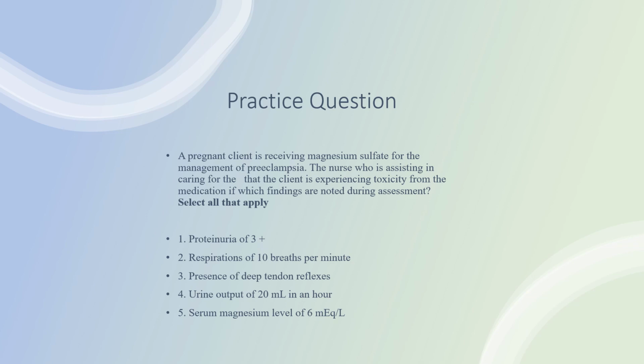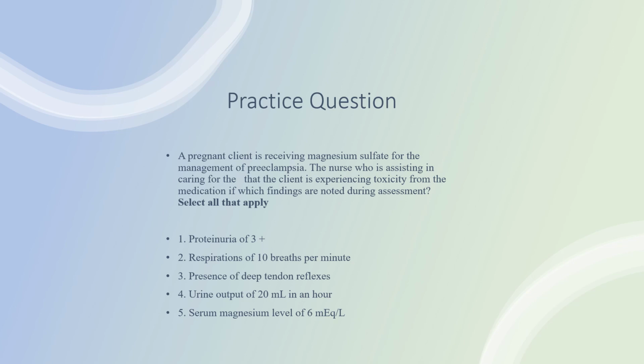So the answers are 2 and 4. 2, respirations 10 breaths per minute, we can see that that's too low. And then 4, the urine output is really low, right? Magnesium toxicity can occur from the mag sulfate therapy. Signs of toxicity relate to central nervous system depressant effects of the medication, which include respiratory depression, loss of deep tendon reflexes, and a sudden decline in fetal heart rate and maternal heart rate, blood pressure.